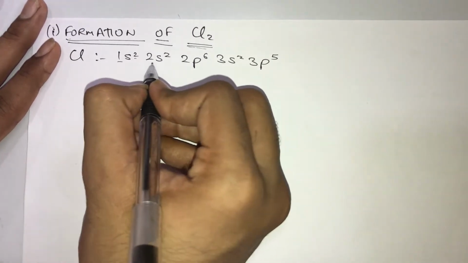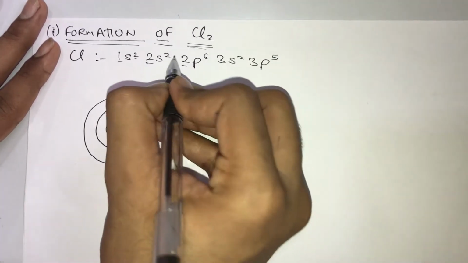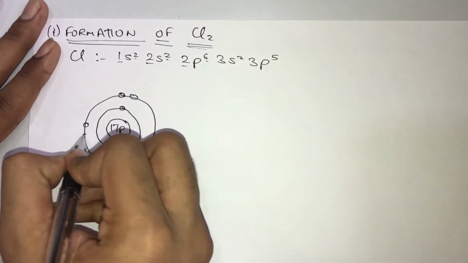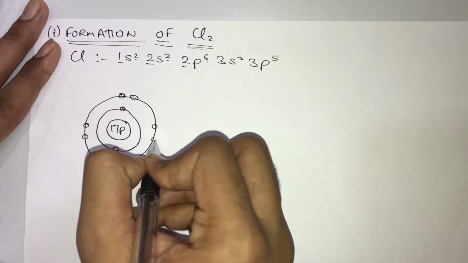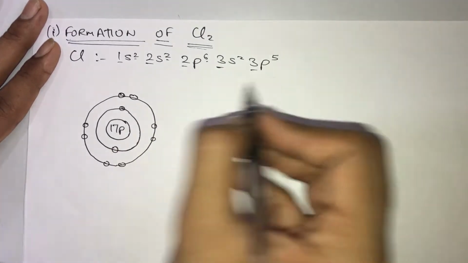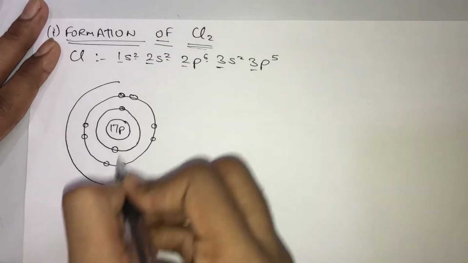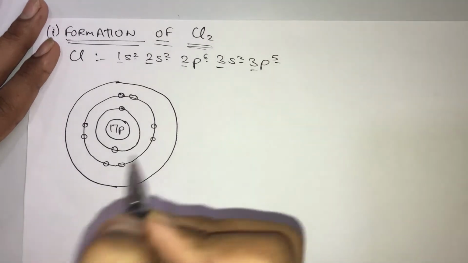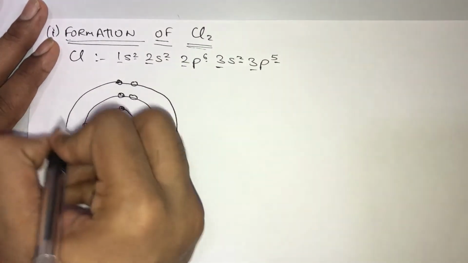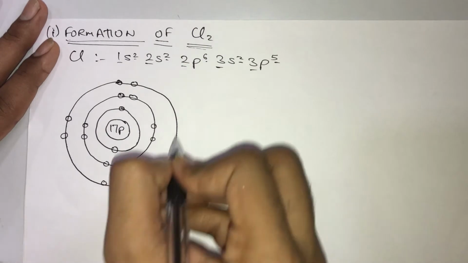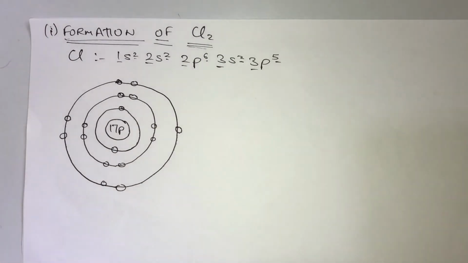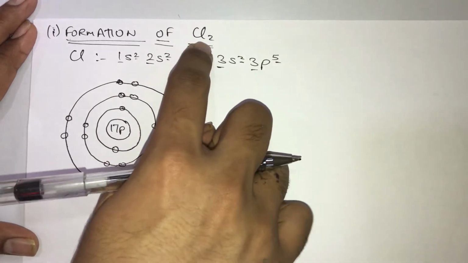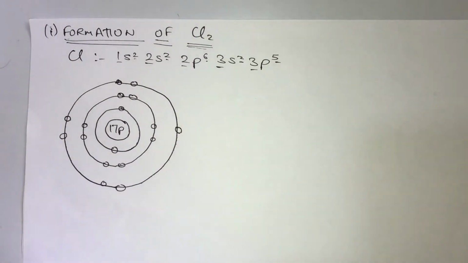guys my handwriting is bad. In the second energy level there are 2 plus 6, 8 electrons present. So I am going to represent these 8 electrons now. And in the third energy level, guys, can I say there are 2 plus 5, 7 electrons present. Okay, these are the 7 electrons. Now it is obvious, for the formation of a chlorine Cl2 molecule you require 2 chlorine atoms.